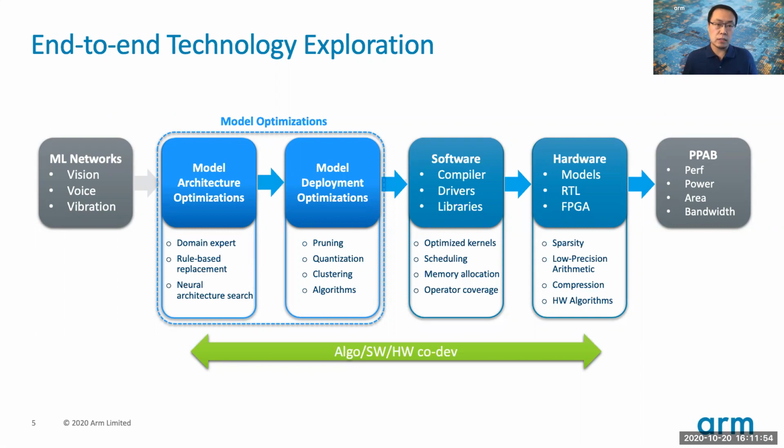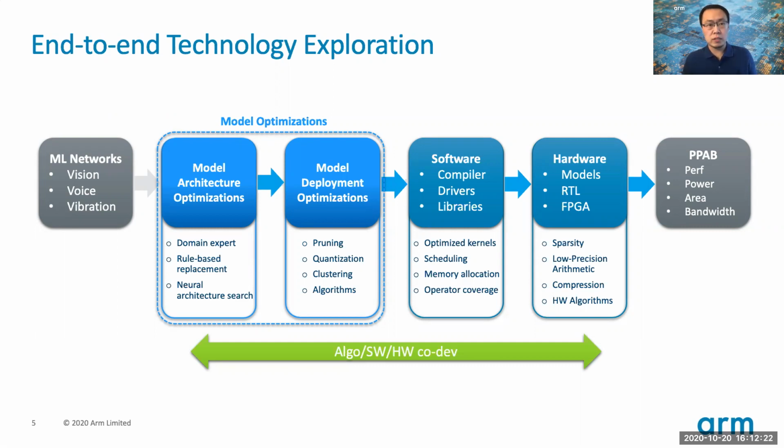Typically, we include techniques such as pruning, quantization, clustering, and algorithms. And we're not just pulling together these techniques into this umbrella term randomly. It is because when we look at the downstream consumers, such as software and hardware, they require us to introduce these properties into the models so we can verify and validate those software and hardware features.